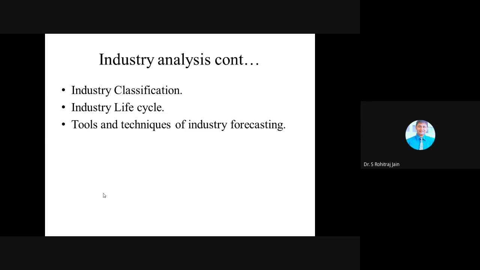Then we have erratic events. When I say erratic events, we experienced it recently, that is, COVID-19. It refers to unpredictable sales caused by unforeseen events like COVID-19, which we experienced very recently. Then we have strikes or riots, war scares, which is again a happening factor, and other disturbances. So this was about the industry classification, the industry life cycle, and the tools and techniques of industry forecasting.